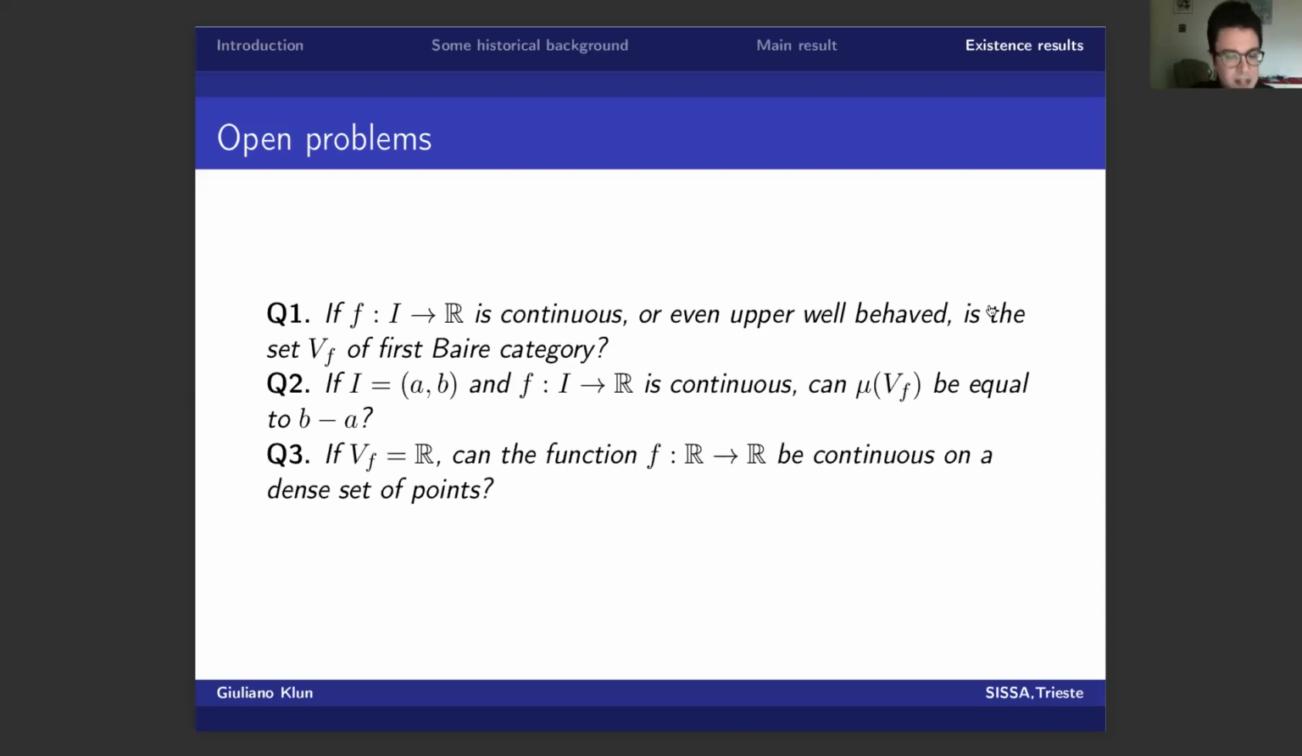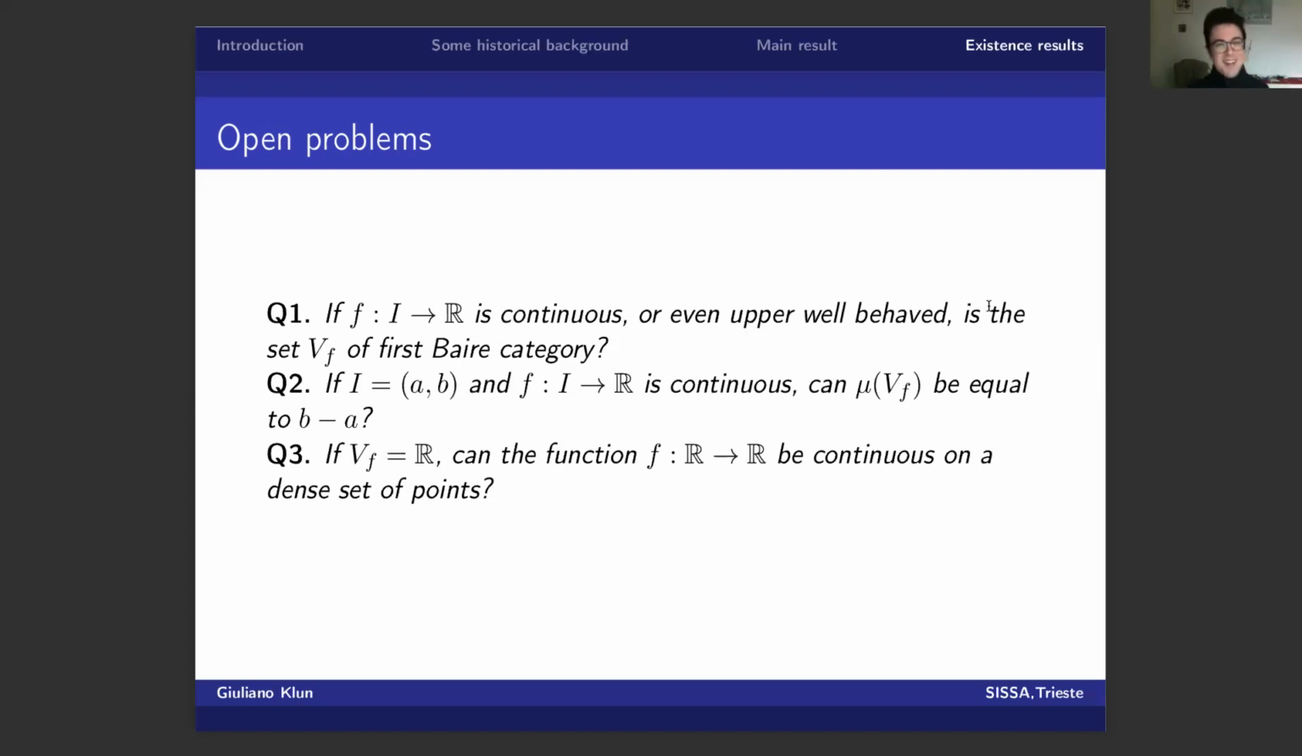And the third question, deeply related to the other two: if V_f is R, does there exist a function f that is continuous on a dense set of points? These are questions that our approach is not able to tackle. If someone has an idea, a suggestion, or any other ideas, they will be very welcome.